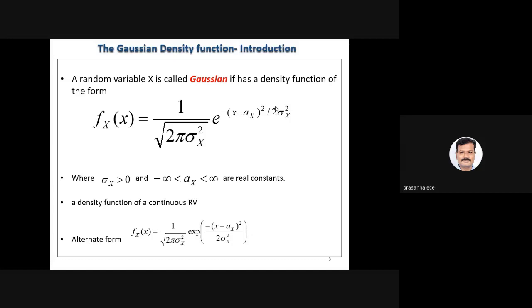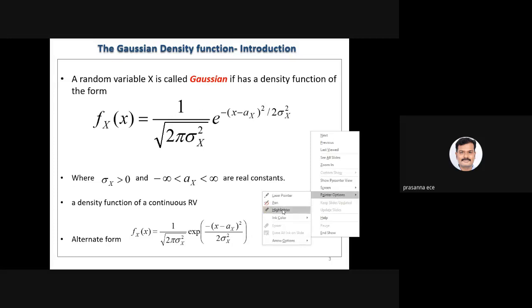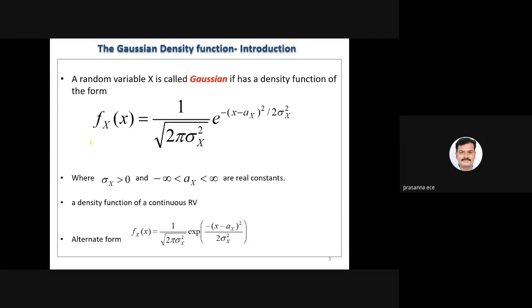We say a random variable x has a Gaussian density, or is a Gaussian random variable, whenever it has a density function of the form that is shown here. You can see a very elaborate function here. As you can see, a function f_X(x) is known as the Gaussian density.